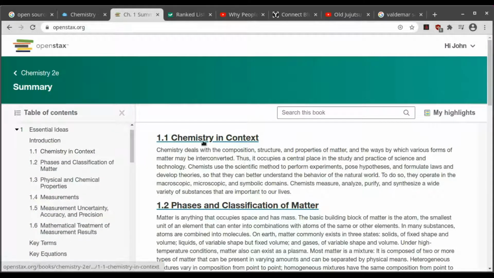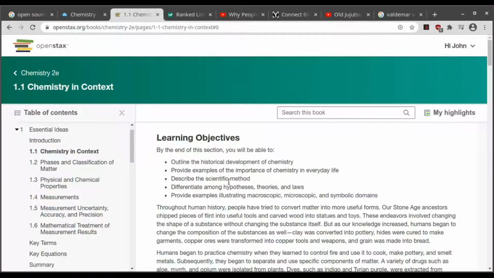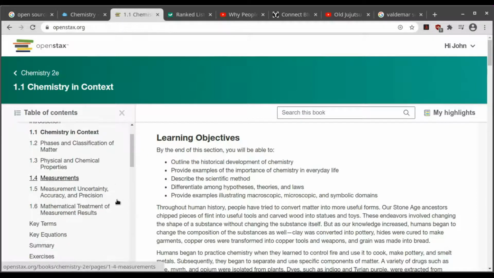So we can click on this here. You could click over here. Either way, this link will take you to section 1.1, chemistry in context. You click on that, brings up your learning objectives. This is what you're expecting to know by the end of this section. The historical development of chemistry, examples of the importance of chemistry in everyday life, describing the scientific method, differentiating among hypotheses, theories, and laws, and examples of macroscopic, microscopic, and symbolic domains.